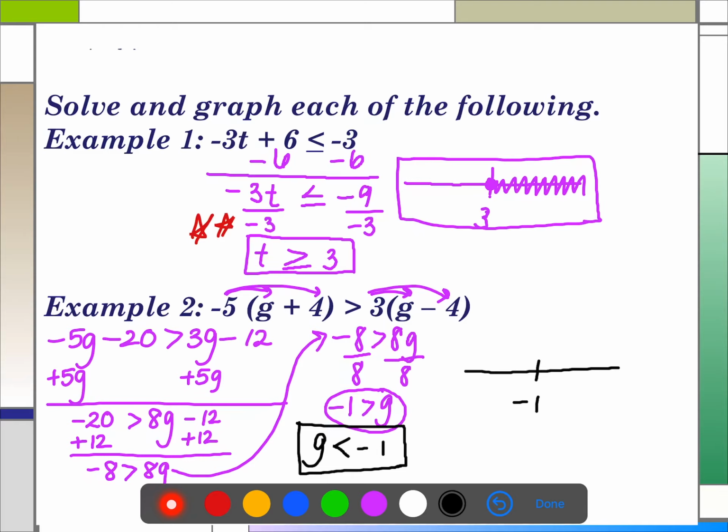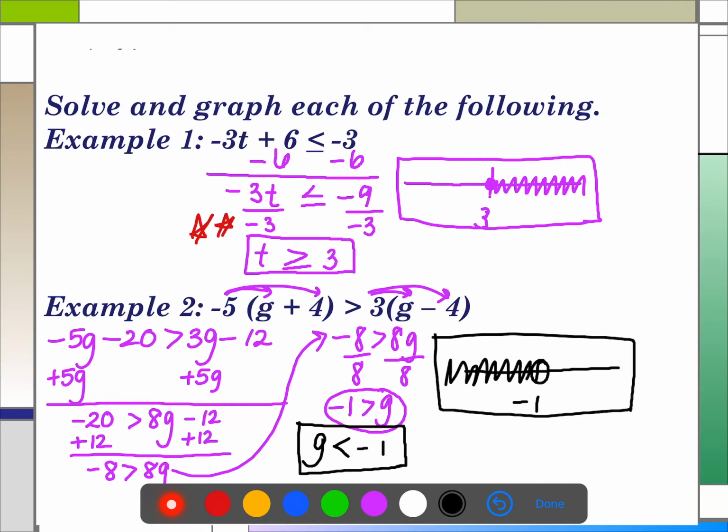All right, so I'm looking for -1 on my number line, an open circle because it's not equal to, and see how with the variable on the left, the inequality kind of looks like an arrow and it's pointing to the left. It's telling me where to shade. It's telling me to shade on the left side of my number line. But that only works if the variable is on the left.